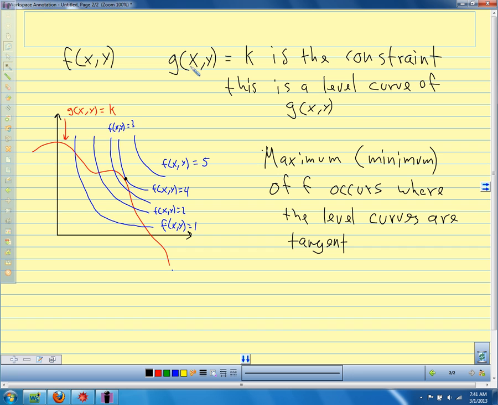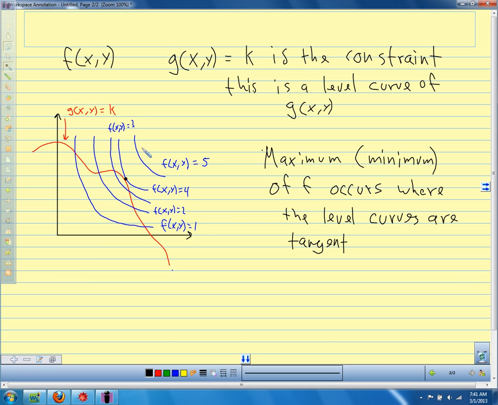So f of x, y has to be on this level curve. So we're looking for the maximum value of f of x, y on the level curve g of x, y equals k. So they intersect here and here, but the value of f there is 1. They intersect here and here, the value of f is 2. So right where they're tangent is where the maximum value is going to occur. Anywhere else, if I go to the left, f is getting smaller, and if I go to the right, then f doesn't intersect the level curve at all anymore.